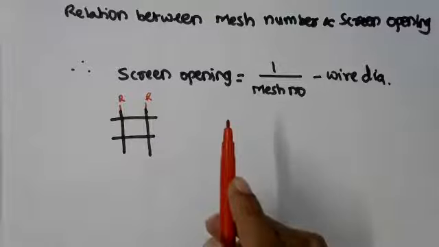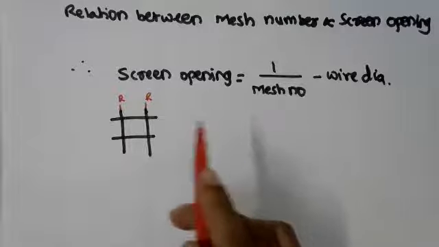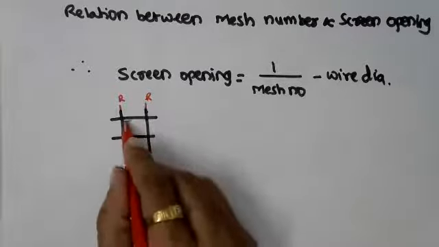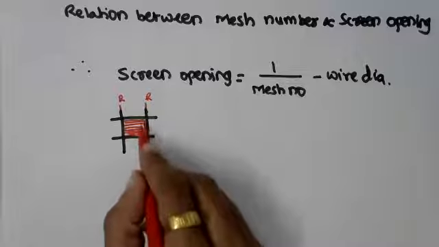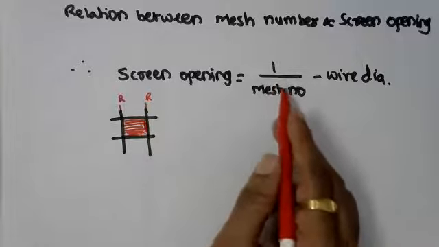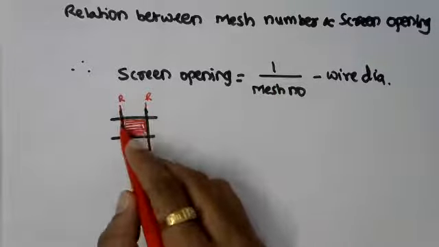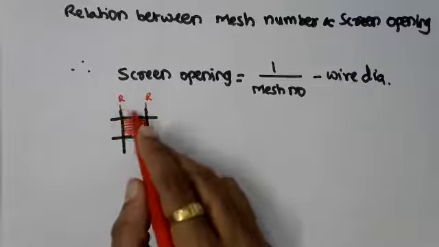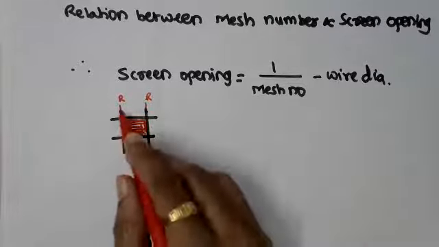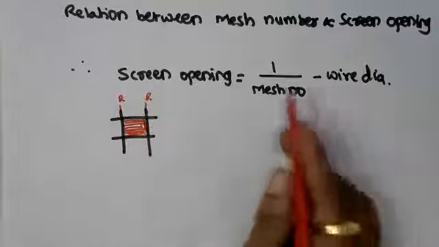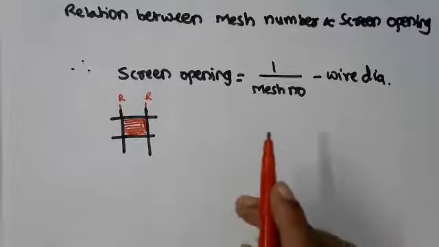What is screen opening? Screen opening is the clear space between the wires. So this particular red portion represents the clear space. But when I take the inverse of mesh number, 1 upon mesh number, it also includes the wire. So if I start counting from the center of one wire and end at the center of another wire, then I have to consider two radii, that means one wire diameter. So screen opening is equal to 1 upon mesh number minus wire diameter.